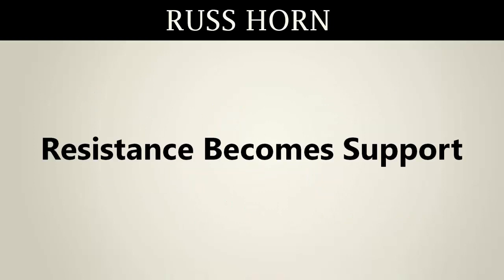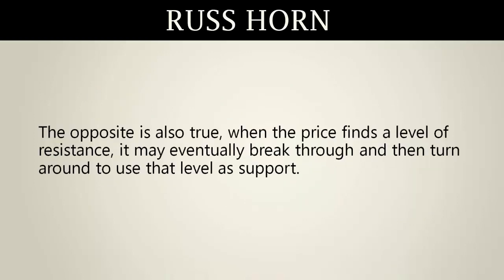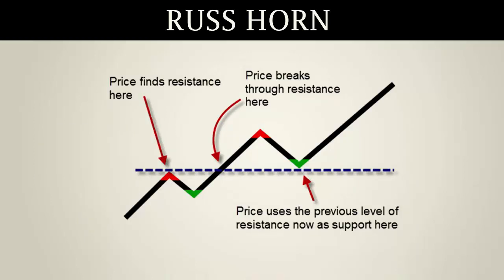Resistance becomes support. The opposite is also true. When the price finds a level of resistance, it may eventually break through and then turn around to use that level as support. Price rises up and finds a resistance level. So then it bounces down and then attacks that level again, and price breaks through that level of resistance.